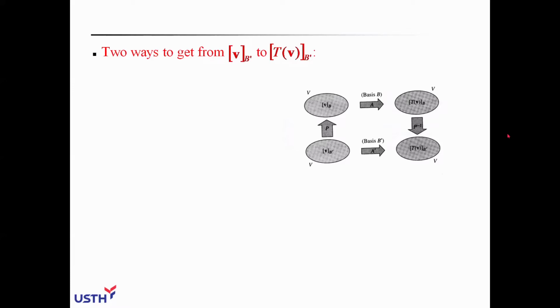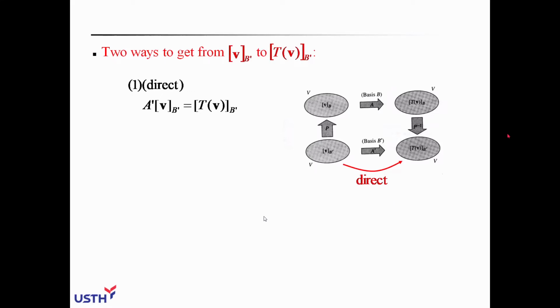Here, we have two ways to get from the coordinate of V into the coordinate of TV in the basis B prime. That is, we have two ways going from here to there. The first one, I call it the direct way, means now we get it by multiplying with the matrix A prime. We get it here, or by the red arrow here. We call it the direct way.